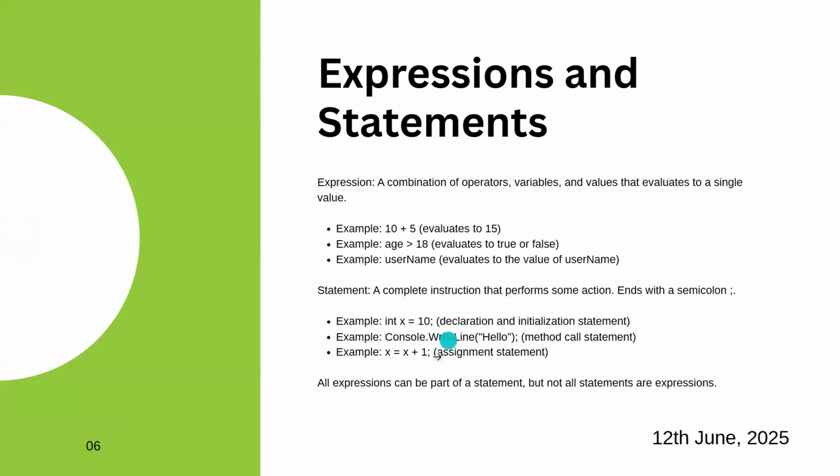The difference is the equal to. This is an assignment statement, while this is just a method call statement. There is no equal to, so they call this a method call statement. It's still confusing? A bit. We have Console.WriteLine hello. Do you see any assignment operator in that statement? No.